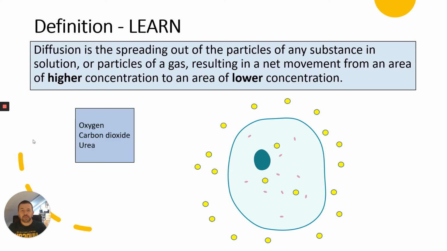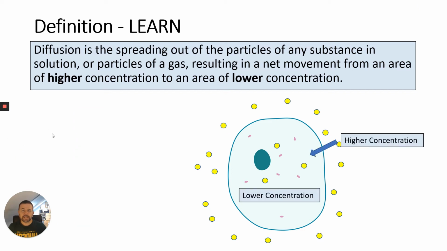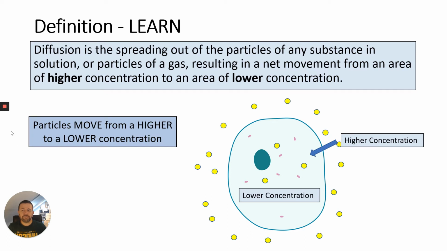Some particles that would move by diffusion are things like oxygen, carbon dioxide, and urea. So as I said, particles will move from a higher to a lower concentration. You can see a higher concentration of particles outside the cell than inside the cell, so they will move into the cell from a higher to a lower concentration.